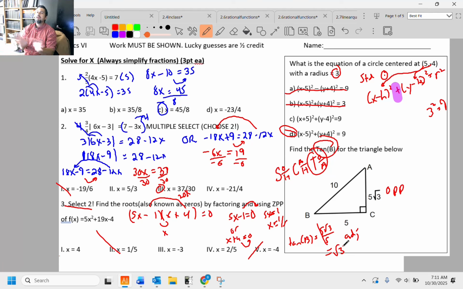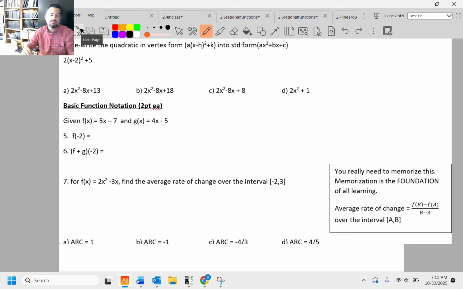And nobody wants your decimals. Nobody wants them. Not unless it's a real world application problem where we actually care about what the decimal is. And even then, not till the end.